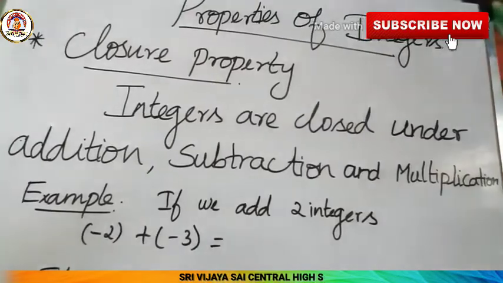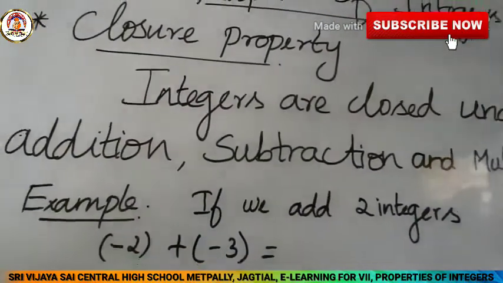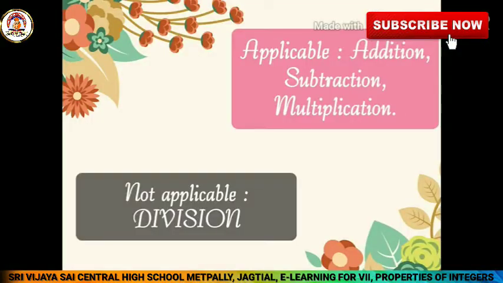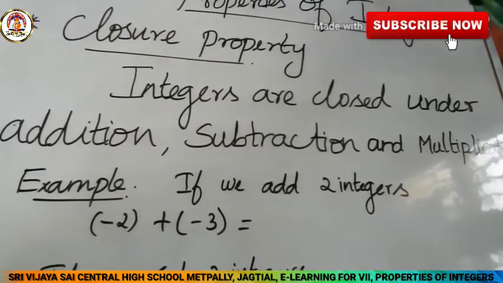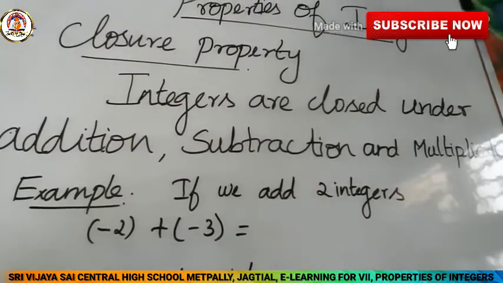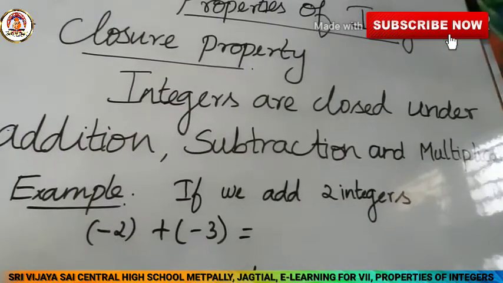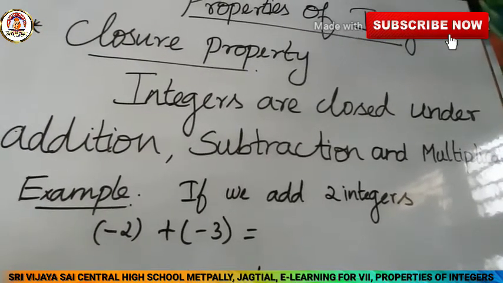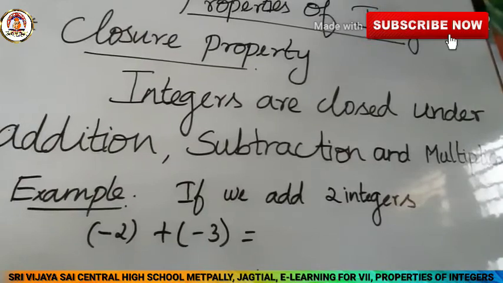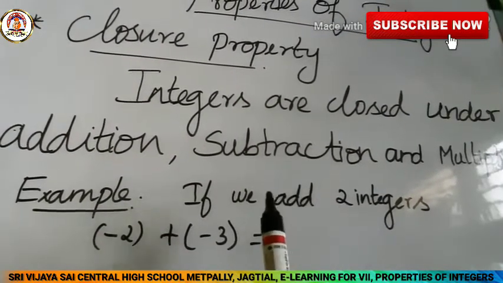Hi, in this video we are going to see the properties of integers. So first one is the closure property. The closure property is when you add, subtract or multiply two numbers, the answer should be an integer. That is the closure property of integers. So the integers are closed under addition, multiplication and also subtraction.